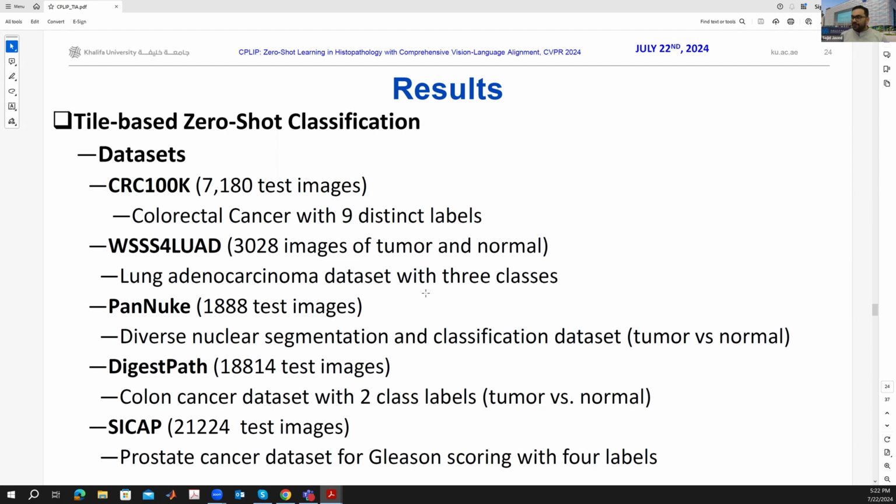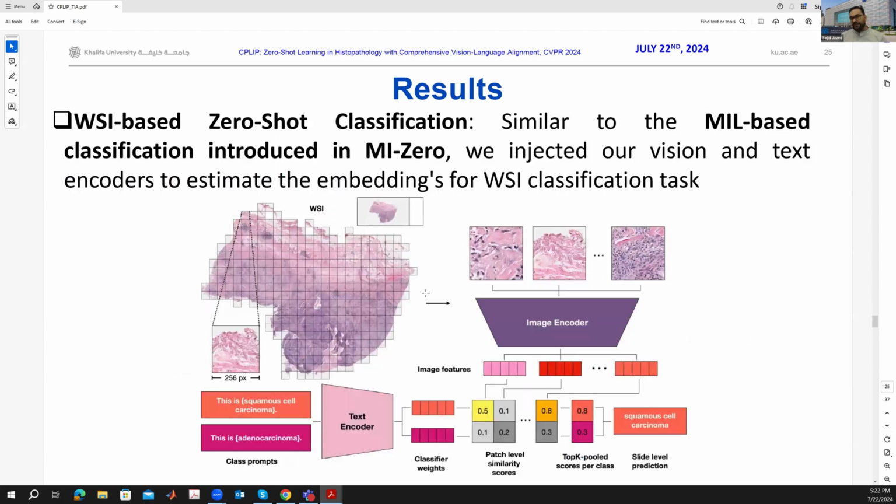Similar to PLIP, we did patch classification using the two-class label, tumor versus normal, on the DigestPath data set, which is a colon cancer data set, and the SICAPv2 prostate cancer data set for Gleason scoring with 4 labels. The WSI level zero-shot classification has also been performed, which is a similar MIL-based classifier. You have to inject it on top of your textual encoder and the visual encoder. So we injected both of these encoders to estimate the embeddings for our WSI classification task.